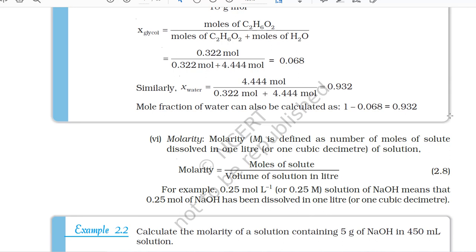Sixth, molarity. Molarity (capital M) is defined as the number of moles of solute dissolved in 1 liter, or 1 cubic decimeter, of solution. Molarity equals moles of solute upon volume of solution in liter. For example, 0.25 mole per liter, or a 0.25 molar solution of NaOH, means that 0.25 mole of NaOH has been dissolved in 1 liter, or 1 cubic decimeter.